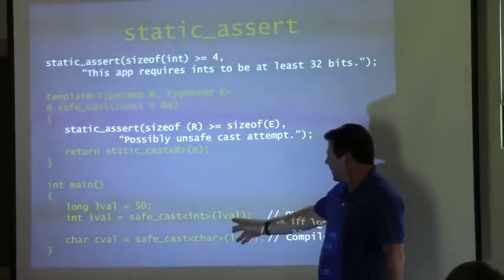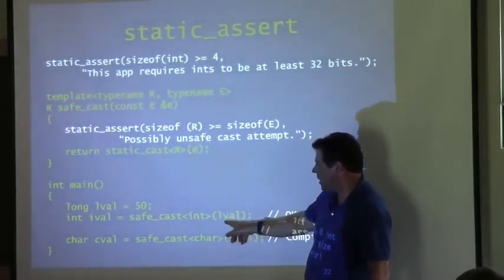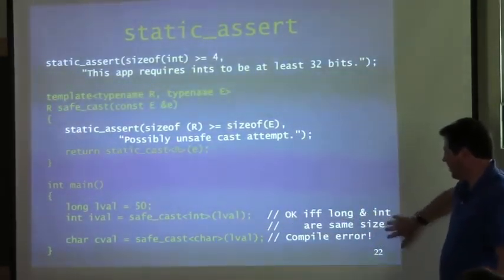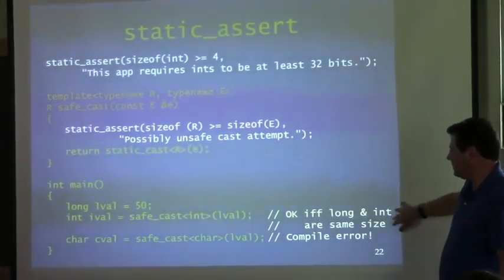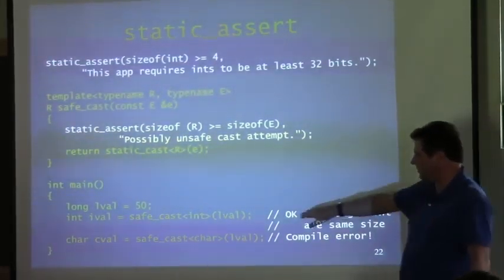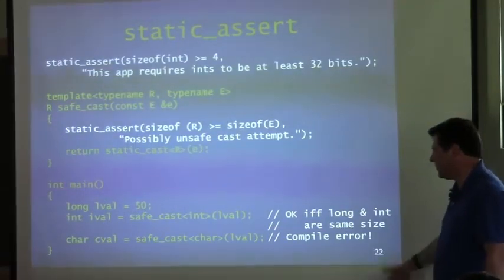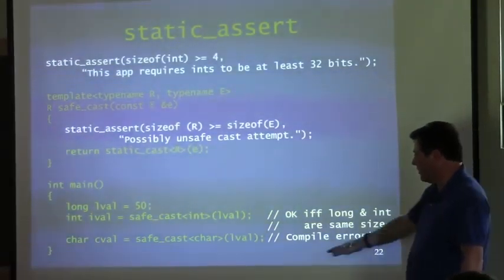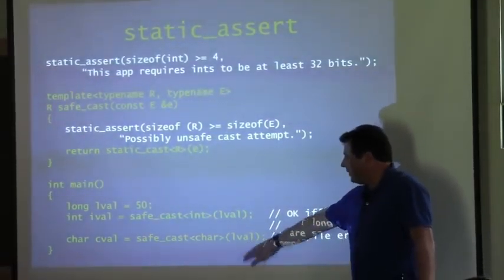All right, so safe_cast from a long to an int will succeed if long and int are actually the same size. If you're on a 16-bit machine, this would fail, a typical 16-bit system. On the other hand, this should never succeed. All right.